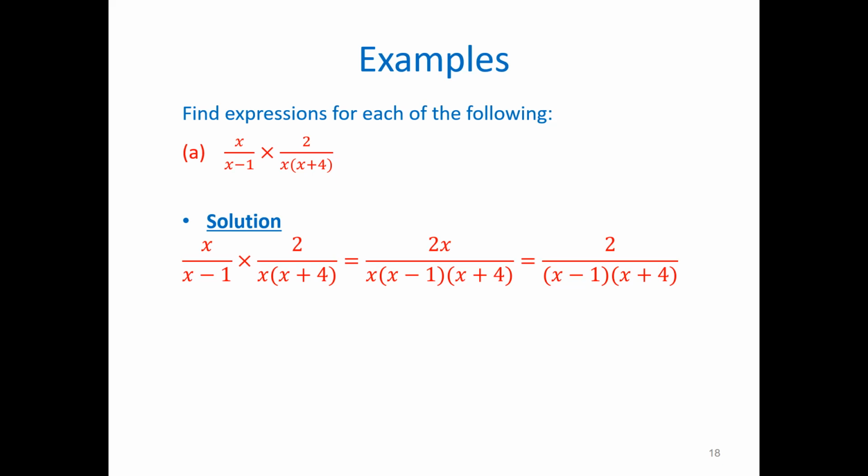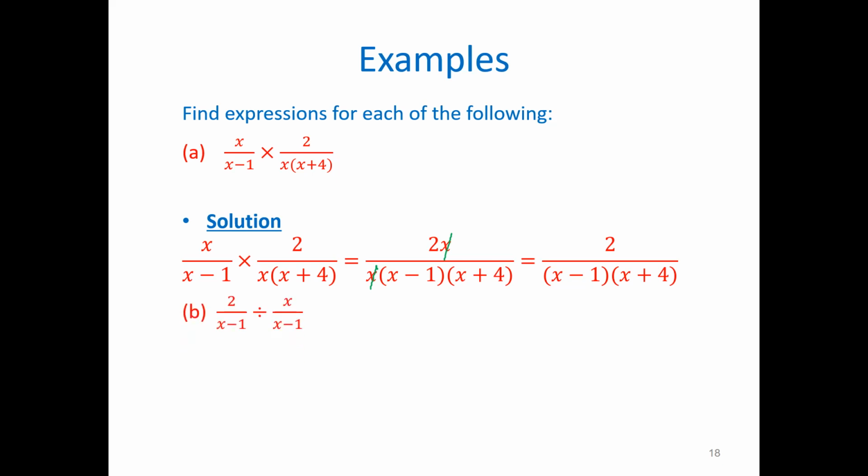Okay. Now you can see if you can cancel some terms from the numerator and denominator. Yes, there's a common term, x and x can be cancelled, and the final answer will be 2 divided by x minus 1 in the first bracket multiplied by the second bracket with x plus 4.